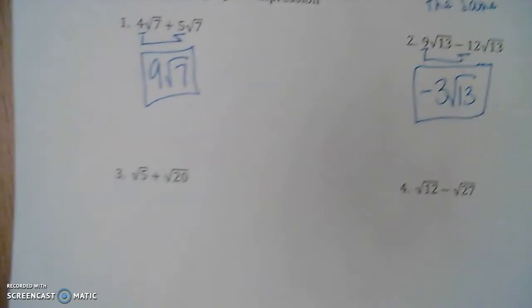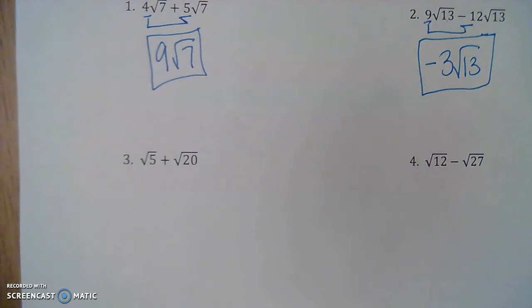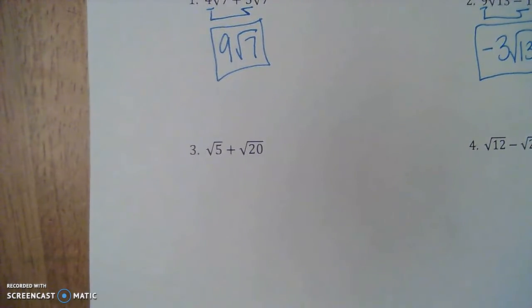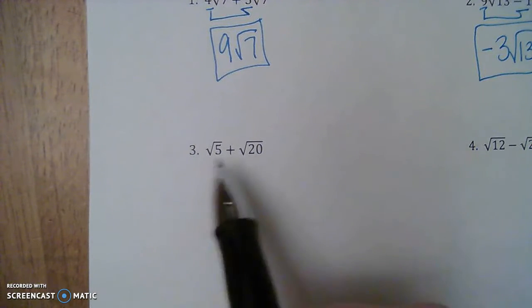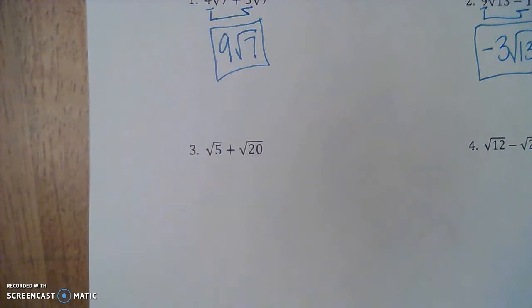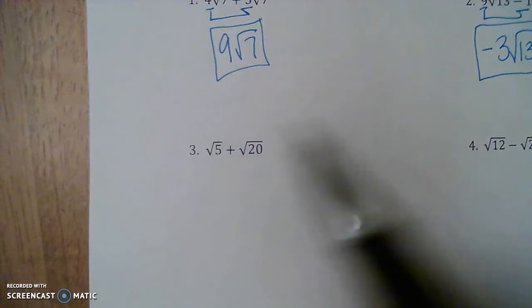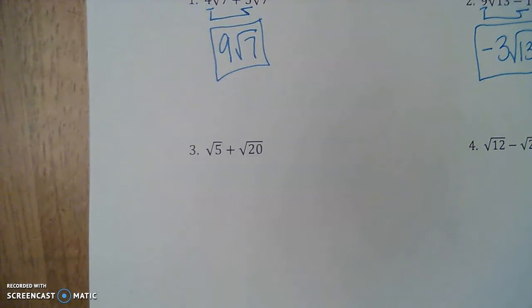Now, of course, they can't all be that easy. So when we start to look at the rest of them, we notice that none of the numbers under the square root match. So your job is to make them match, essentially. So you're going to have to break down the square root of 20. Now, here's kind of a hint: you should know that 5 needs to stay under there. So if you do 20 divided by 5, it should be a perfect square, and it is.